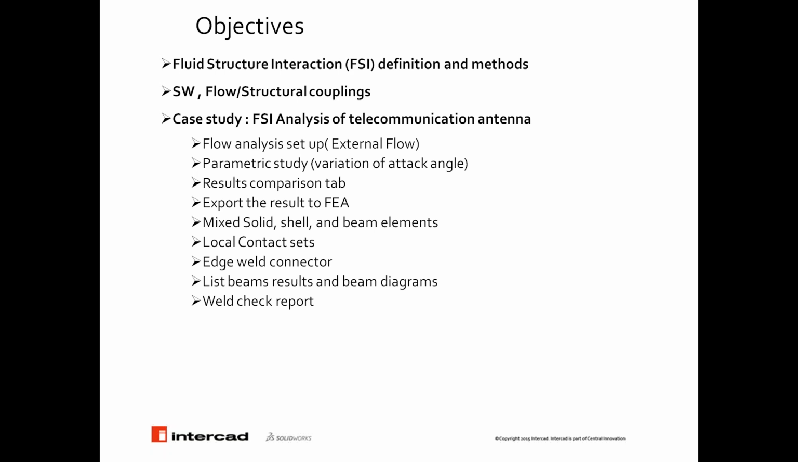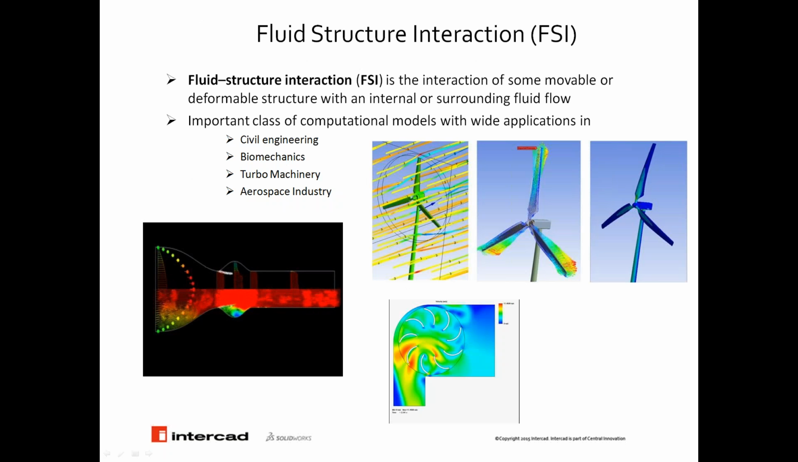Since we've done the solution, we will go over the beam results and beam diagram, and also the stress and displacement distribution over the object. And then we go through the bell check report and see whether the design we have is withstanding the load as we desired. Alrighty, so let's start with the definition of fluid structure interaction.